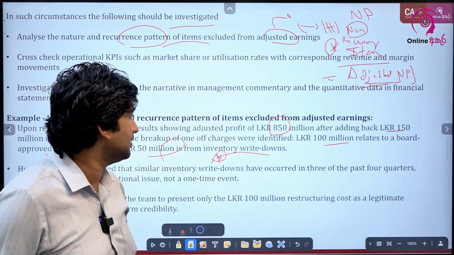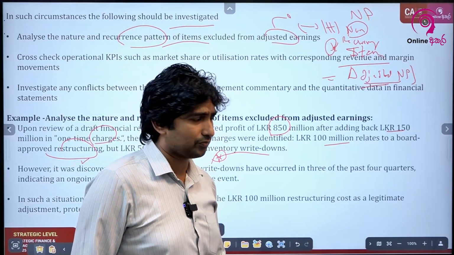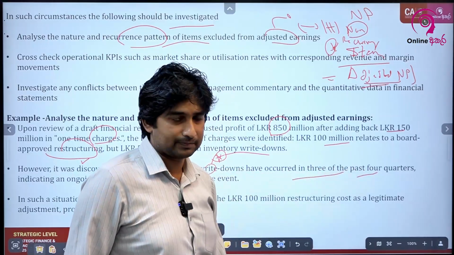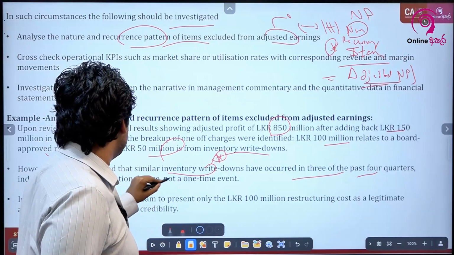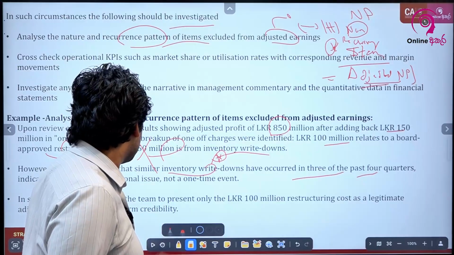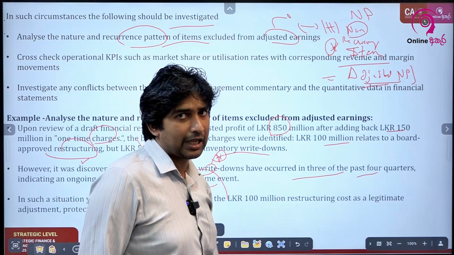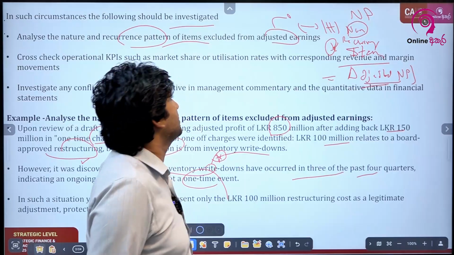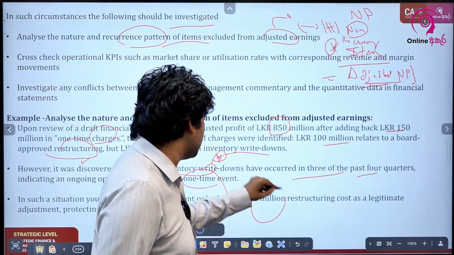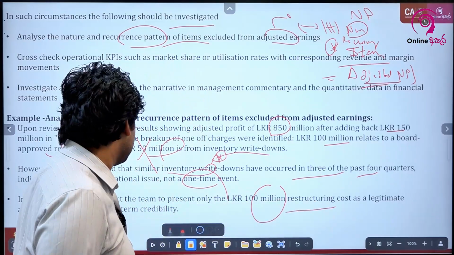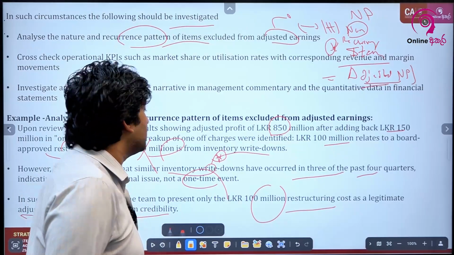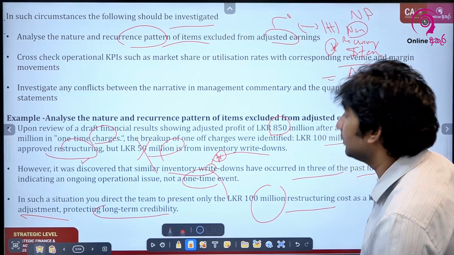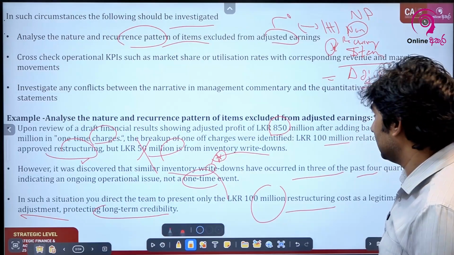There is a tendency for inventory write-downs to occur quite often. It was discovered that similar inventory write-downs have occurred in 3 of the past 4 quarters. So in that scenario, you need to take out this 50 million because it is not a one-time event. If you look at the past history, inventory write-downs have occurred. So adjusting the inventory write-down actually provides a misleading picture in relation to adjusted net profit. You need to direct your team to see, look here, only 100 million you need to add back because that is a legitimate adjustment. So protecting the long-term credibility. So this is where you need to be mindful of when alternative KPIs are provided. You need to see whether these alternative KPIs are in fact reliable.